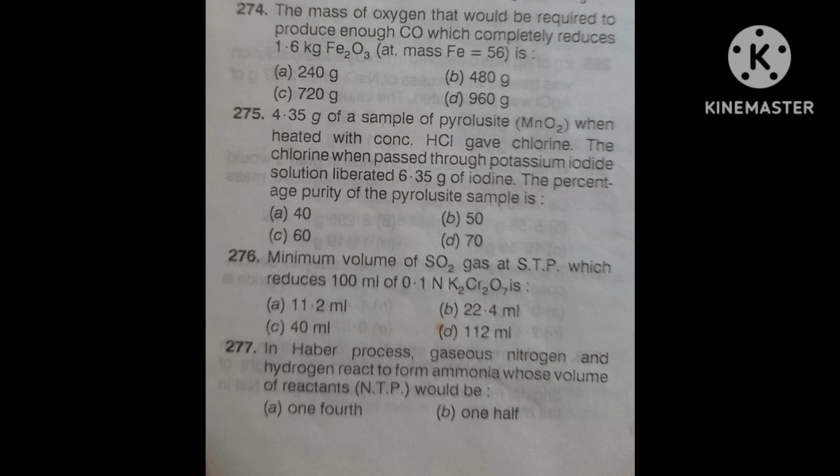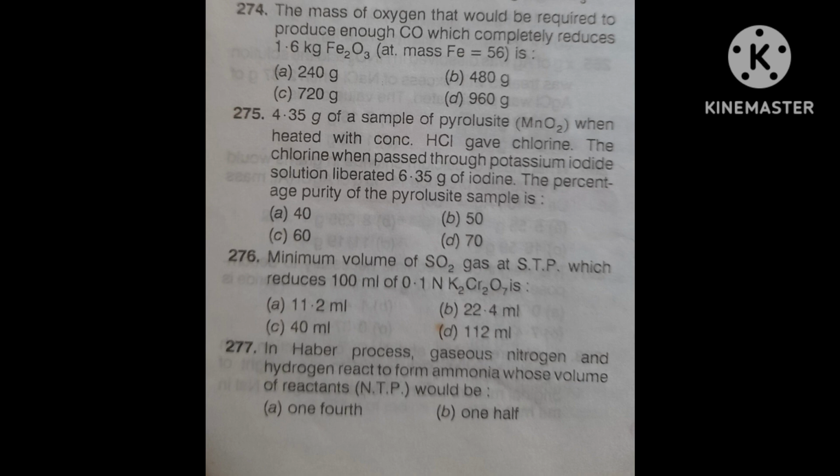Here also you have to write the reaction. Then the reaction you will write: MnO2 plus 4HCl. First you have to see how much chlorine it is giving. The reaction to write first is MnO2 plus 4HCl, it will give MnCl2 plus 2H2O plus Cl2.